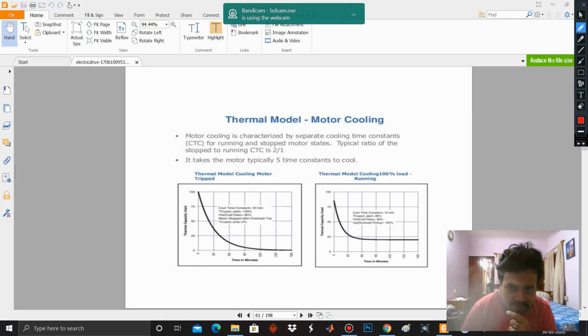So now, there is a thermal model of motor cooling. The motor cooling is characterized by a separate cooling time constant, which is known as CTC, for running and stop motor states. The typical ratio of stop to running CTC is 2:1.